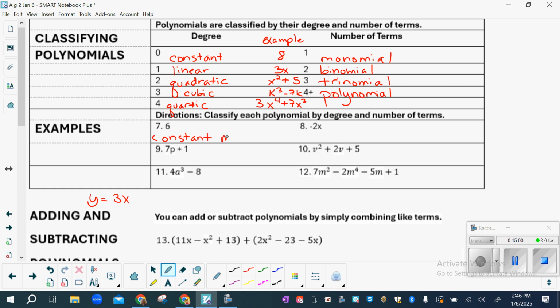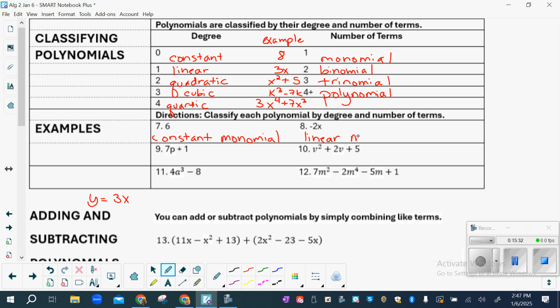Monomial. I know it's really easy to get the two mixed up. I gave you a lot of words today too. Linear. Yes, good. So -2x is going to be a linear, and then what do we name it according to the number of terms? Binomial. I've heard that every single class. You're not the only one. It's not a binomial. That's okay. It's not a binomial. It's a monomial.